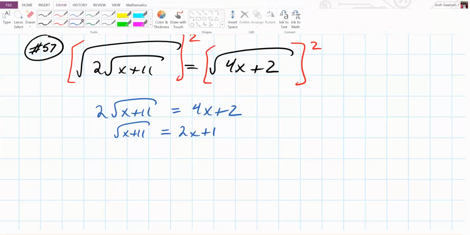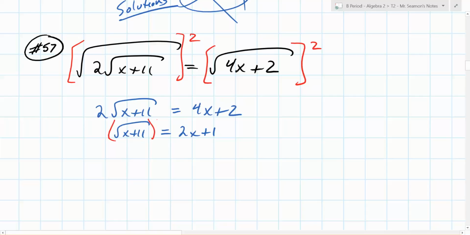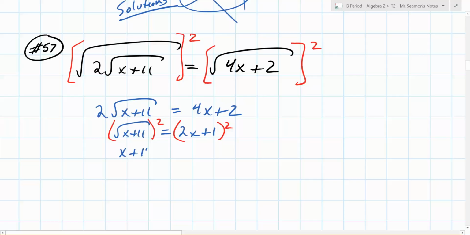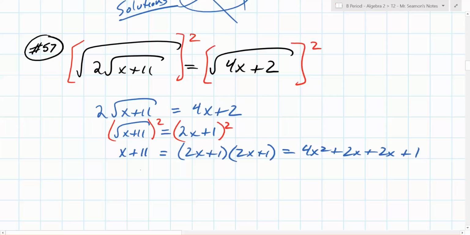We square both sides. What does the left side become? x plus 11. What does the right become? Remember, it's 2x plus 1 times 2x plus 1, and that's 4x squared plus 2x plus 2x plus what? Simplify, you get x plus 11 equals 4x squared plus 4x plus 1.